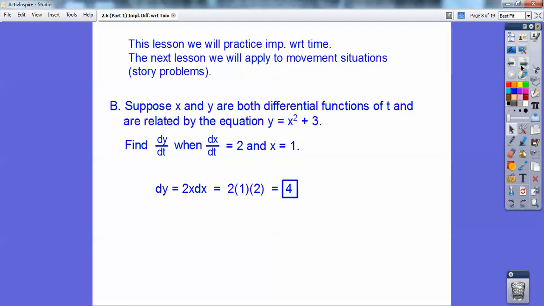So there it is, dy/dt equals 2x dx/dt, and then they give me x is equal to 1 and dx/dt is equal to 2. Here's x equals 1, here's dx/dt equals 2, so you plug it in, and you find out your dy/dt is equal to 4. It's not that hard.